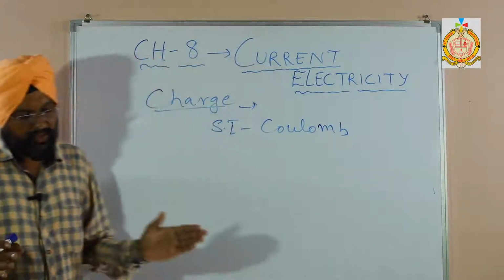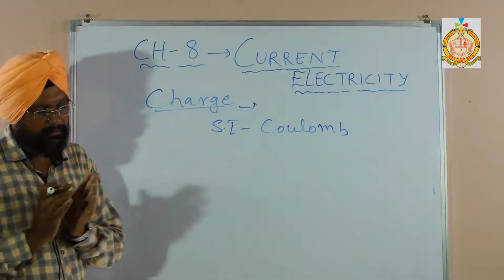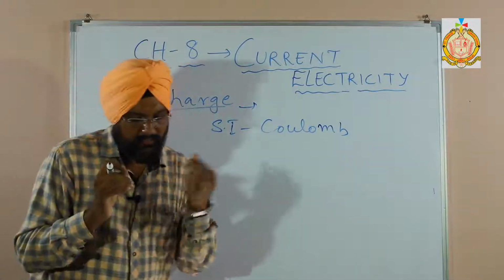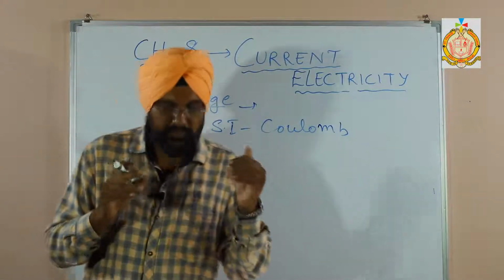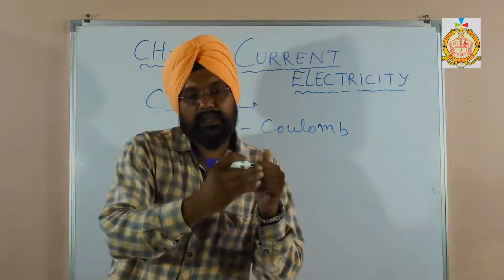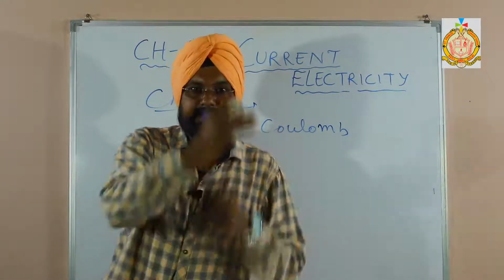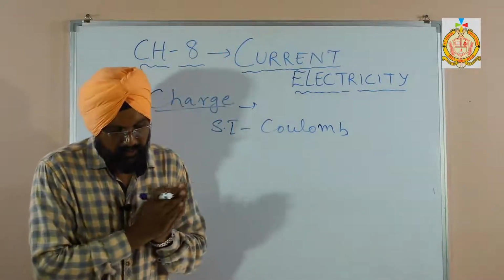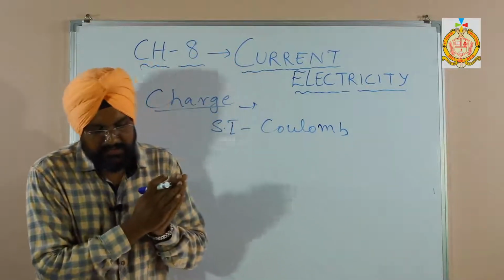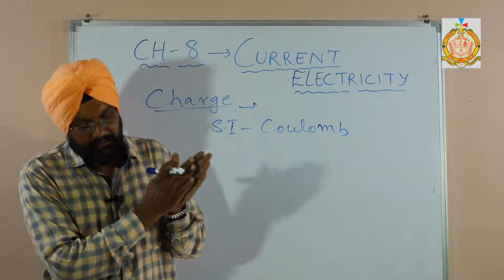The quantity of charge of a body is determined by the number of electrons in excess or deficit. A deficit of electrons means the body is positively charged. An excess of electrons means the body is negatively charged.